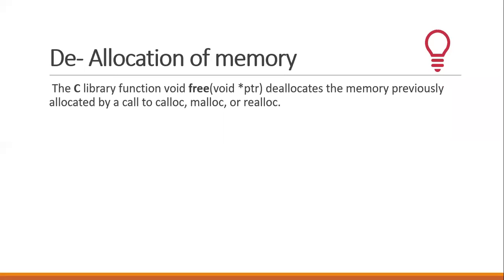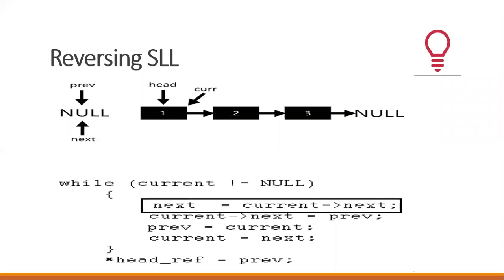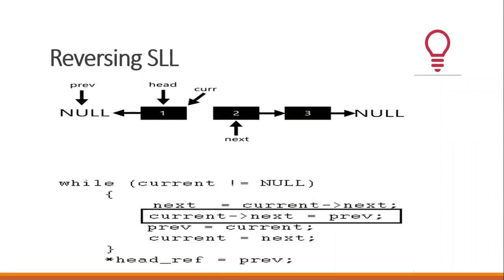After that, we also have seen how we can make use of the free function to deallocate some memory. And we also have seen how we can perform reversing of a singly linked list.